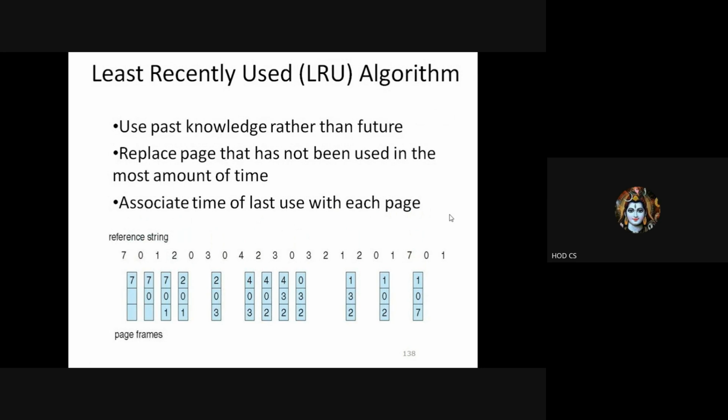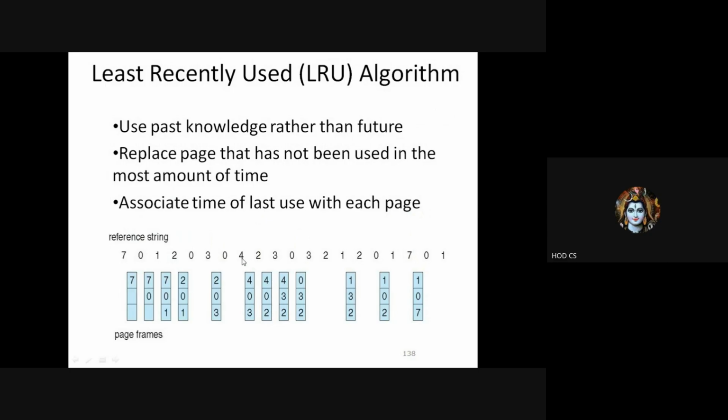We are going to have the same frame. 7 is to be inserted because it is empty. Now I'll take 0, 0 is inserted here. I'll take 1, 1 is inserted. Now when I want to insert 2, you check the past history. Which is available farthest in the past? 7. So 7 is to be replaced. Now you take 0, 0 is available. Now you take 3, 3 is available. Now you take 0, 0 is available, leave it. Now you take 4.